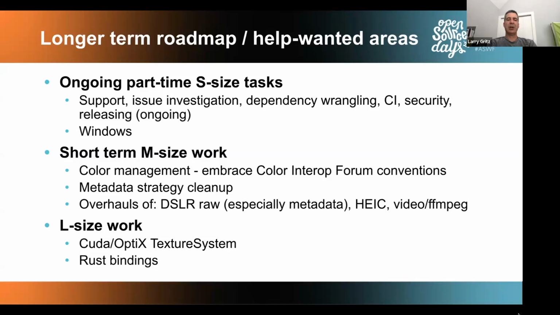And like more long-term big projects, I think we would love to see a more native CUDA and OptiX version of the texture system, something that provides a similar interface and feature parity with what we have now, but is callable from CUDA and OptiX-based renderers. And we've also been talking for a long time about wanting Rust bindings for everything, and that is a project that goes in fits and starts and doesn't have a lot of active work being done on it now, but that is not for lack of desire to see it happen eventually. So if there are any people out there who really want to work on Rust, there's a lot that can be done.